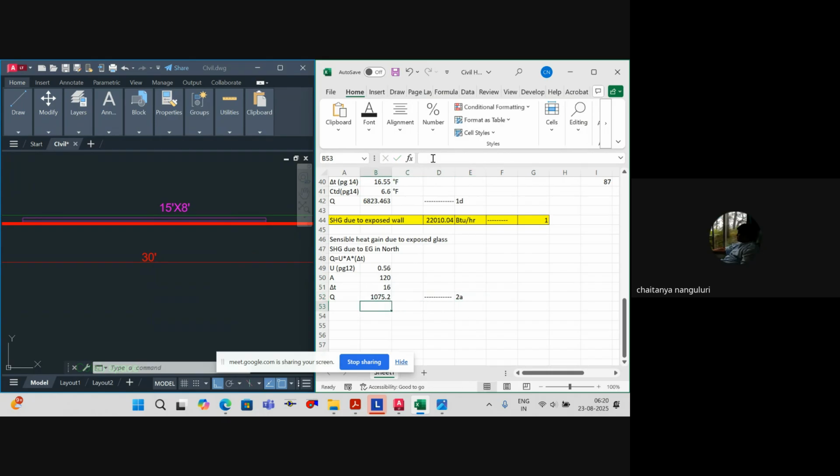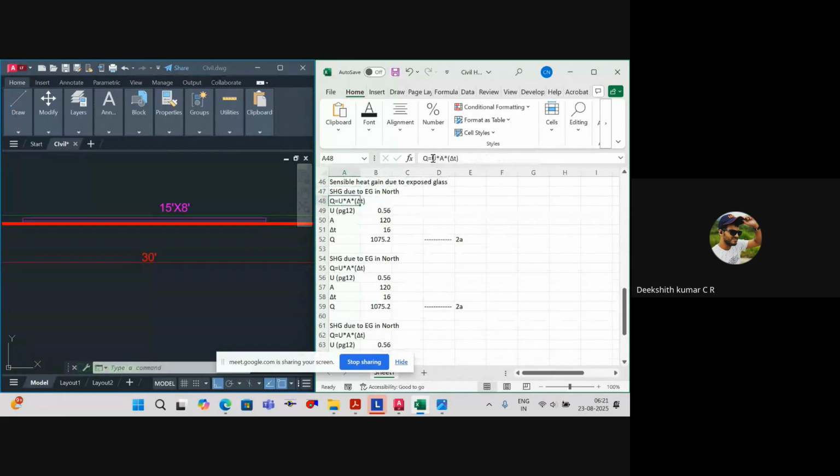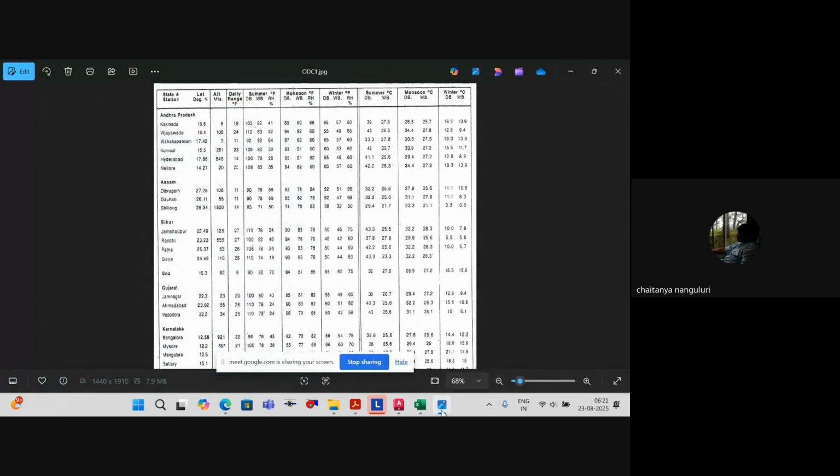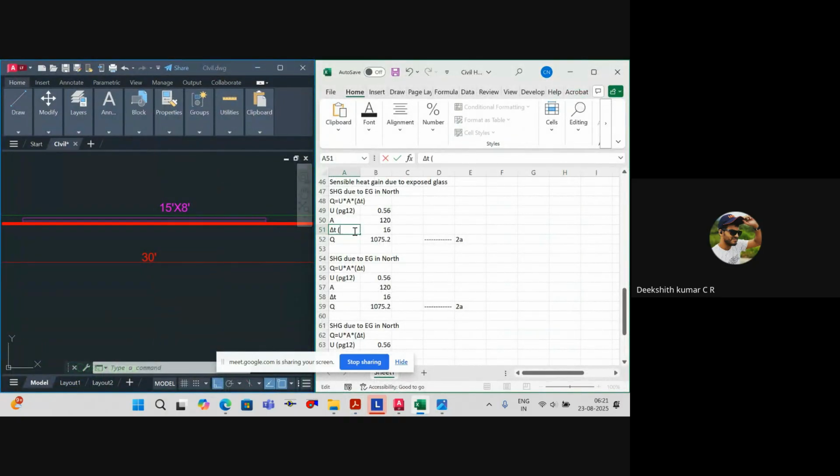Then I'll write sensible heat gain due to exposed glass in east as well. Just a sec. I'll write all of them. Okay. So this value in the north is done. Then coming to the next one, the delta T value we will get in page number, how much? In our case, it is page number 16.7. Already page number, so next time when I give you this, you'll be able to figure it out easily.